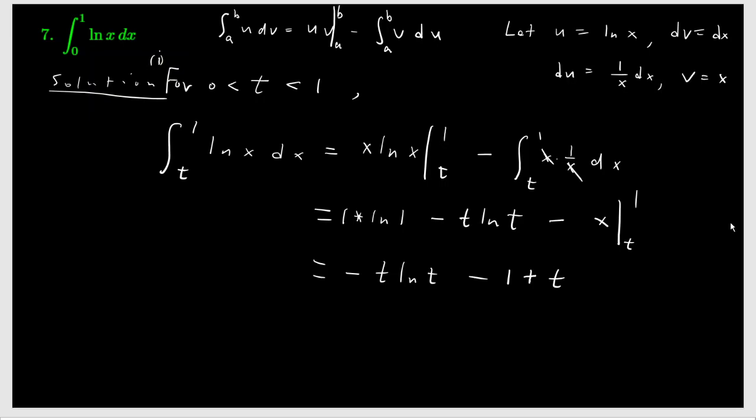Anybody want to double check I did not mess anything up? I think I'm okay. I'm probably okay. That's the answer to step 1. And then in step 2, we take the limit of that function. Take the limit of the function as t approaches 0 from the right.